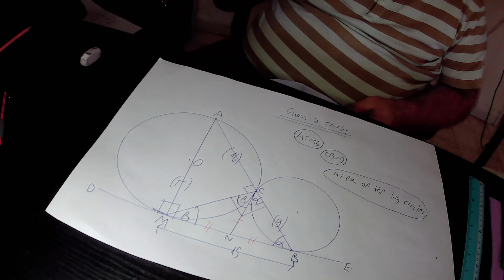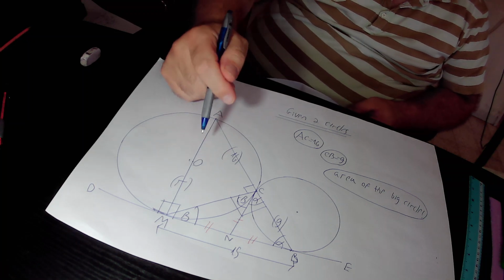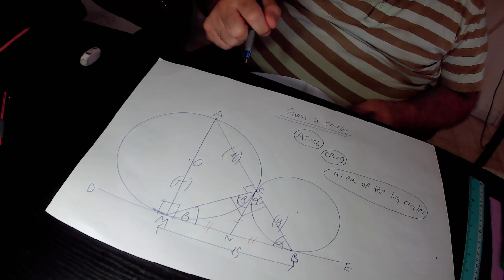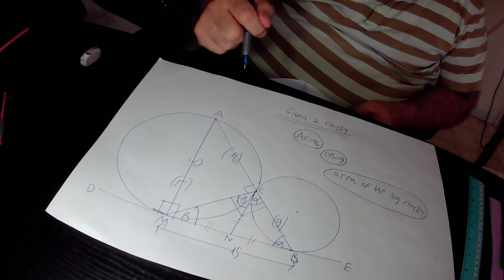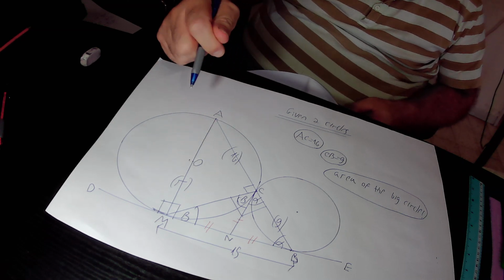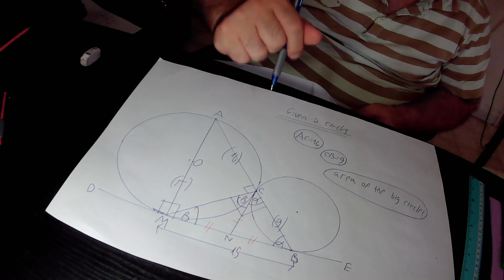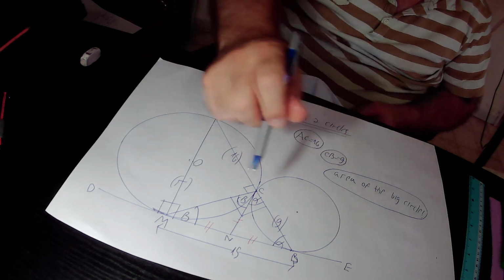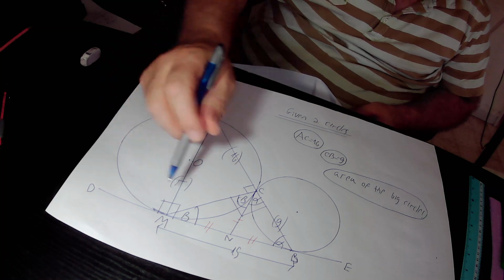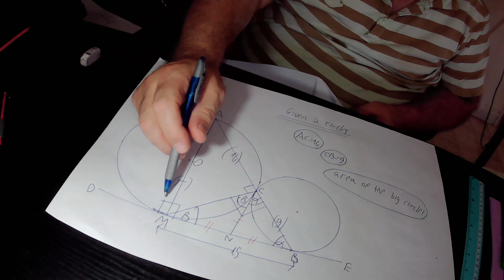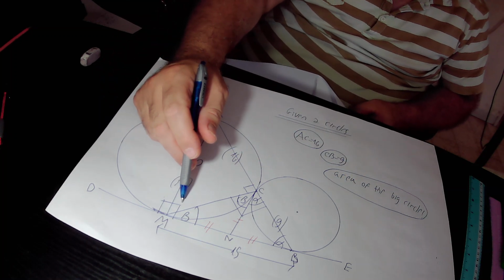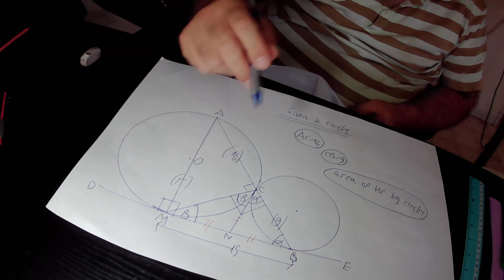So OM equals R, and the radius OM is drawn to point M, that is the point of tangency of tangent DE with this big circle. Whenever your radius is drawn to the point of tangency, then tangent DE will be perpendicular to the radius MO. If DE is perpendicular to MO, it means that this angle equals 90 degrees, and this angle also equals 90 degrees according to rule 1.